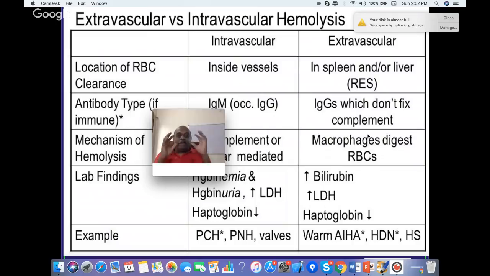So example of intravascular, what is it? Paroxysmal nocturnal hemoglobinuria. Any valves leading to microangiopathic hemolysis, they are all intravascular. Whereas extravascular, what is it? Hereditary spherocytosis, massive splenomegaly will be there. Warm autoimmune hemolytic anemia. So they're all the examples of extravascular hemolysis, is what you need to ultimately remember.